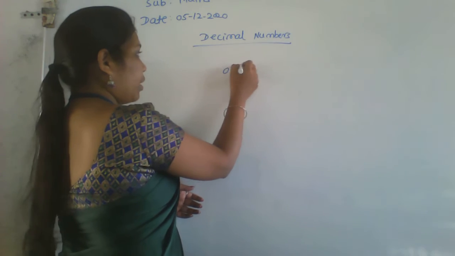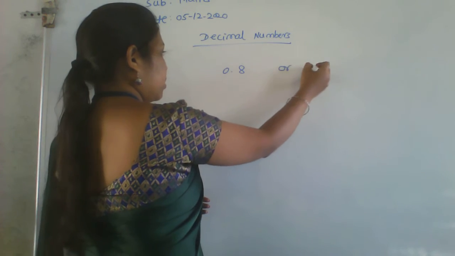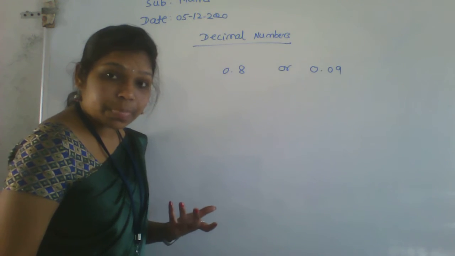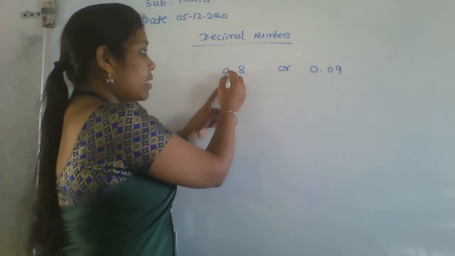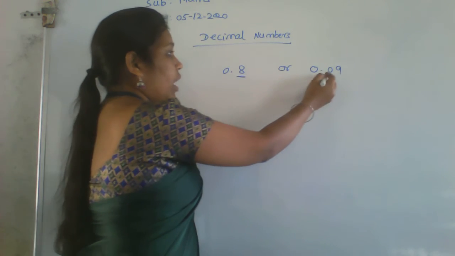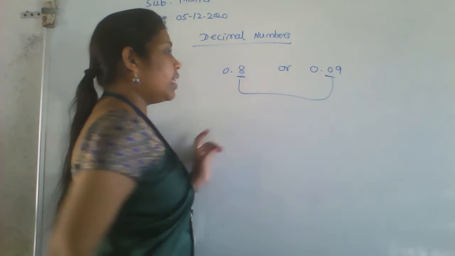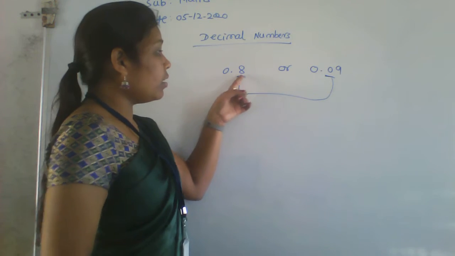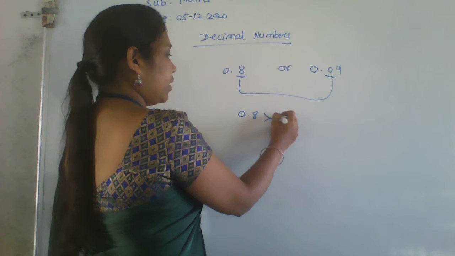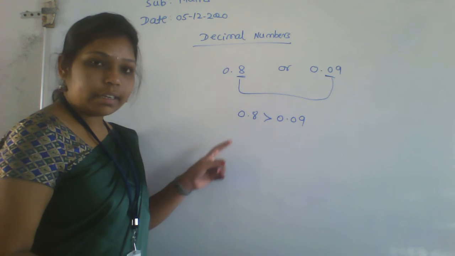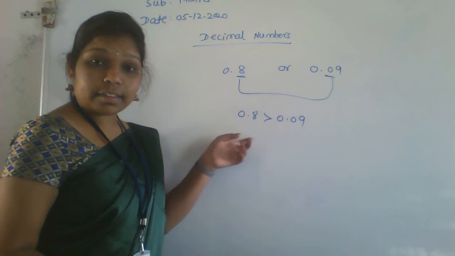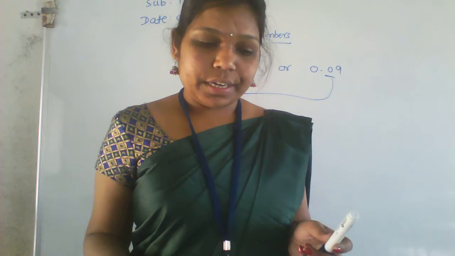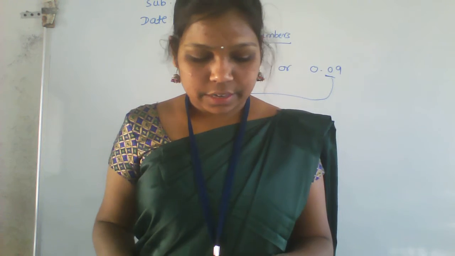See, 0.8 is there and another one is 0.09. Which one is the greater? First we have to compare after the decimal point. First number, we have to compare whether 8 is greater or 0 is greater. 8 is greater, right? So here 0.8 is the greater number. Getting? So we start with 2.4 only. You will come to know that one in this.